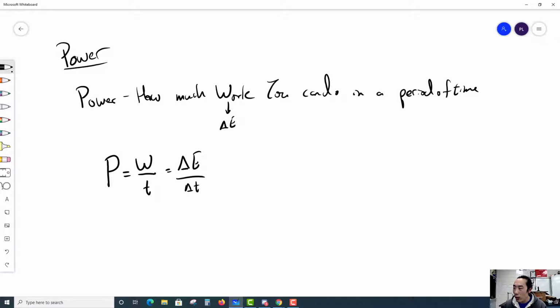And the units for power, we know that the units for energy is joules, and the units for time is seconds. Okay, so joules per second. But we don't really say joules per second for power because it just takes a little bit longer to say joules per second. So instead, we call it the watts. Watts, or a capital W for watts.